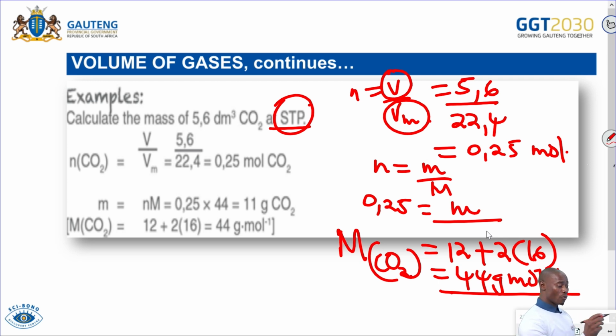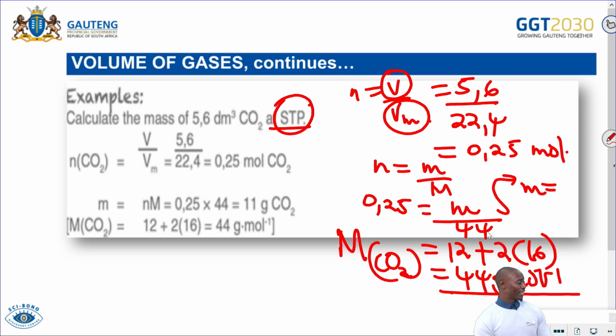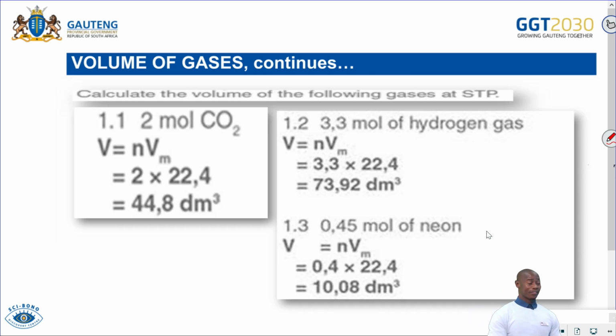Then here we'll divide by what? 44. Then what will be the mass? The mass will be 0.25 times what? Times 44. And what is 0.25 times 44? It's 11. So it is going to be what? 11 what? Grams. So simple, right? Simple.